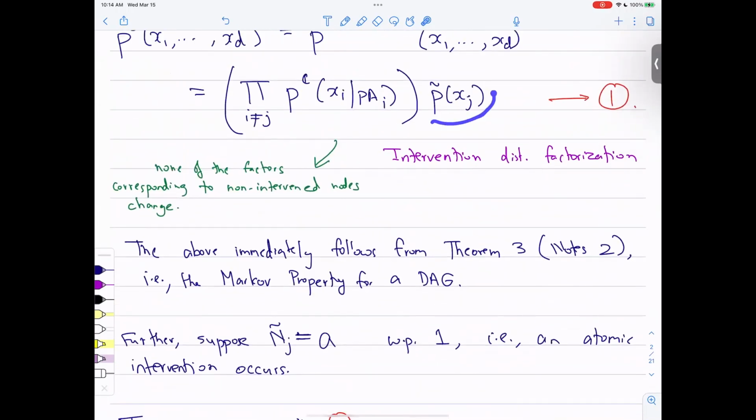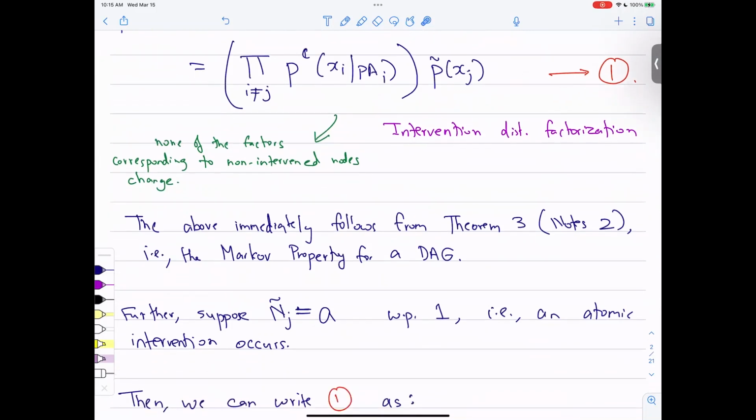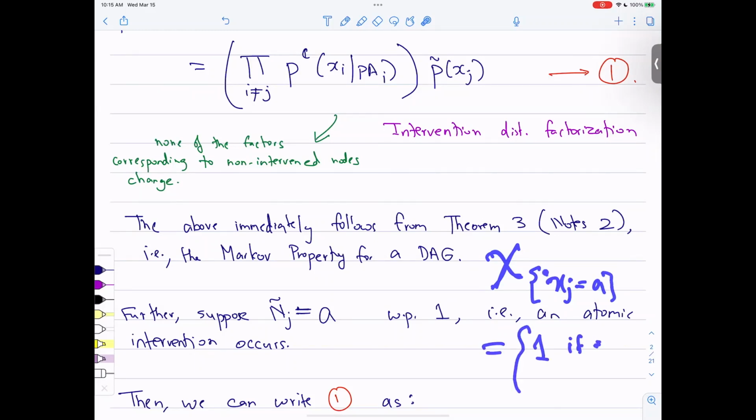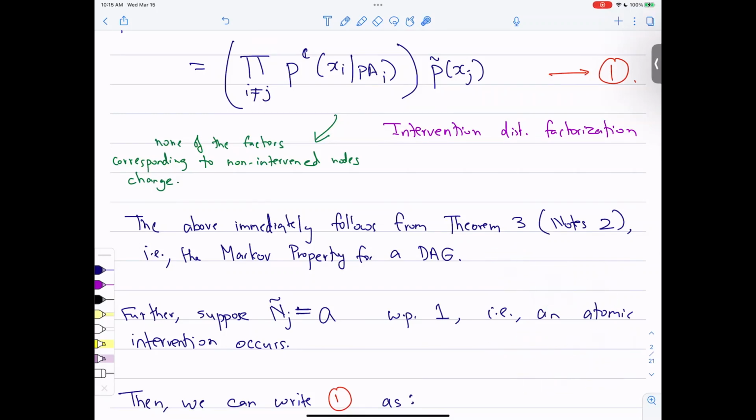And suppose we had a deterministic intervention, then p tilde becomes trivial. It just becomes an indicator. The distribution is equal to a with probability 1. That's all. It's a singleton distribution, which we can represent by just an indicator function. My notation is this symbol is always the indicator. The indicator of xj equal to a is equal to 1 when xj equals a, and 0 otherwise. Just a 0, 1 random variable.